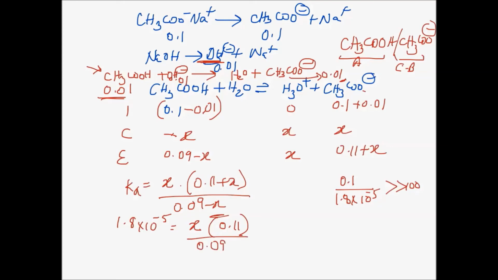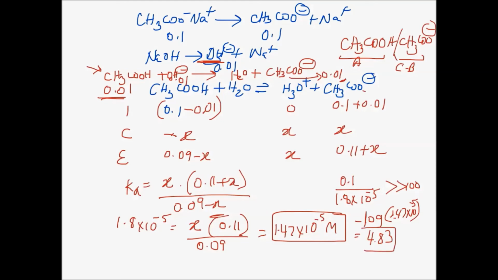And now we are going to solve. As we solve, x will come out to be 1.47 times 10 to the power of negative fifth molar, and x is nothing but the hydronium ion concentration. So if you take the negative log of this number, 1.47 times 10 to the negative fifth, that's going to give you a value of 4.83.